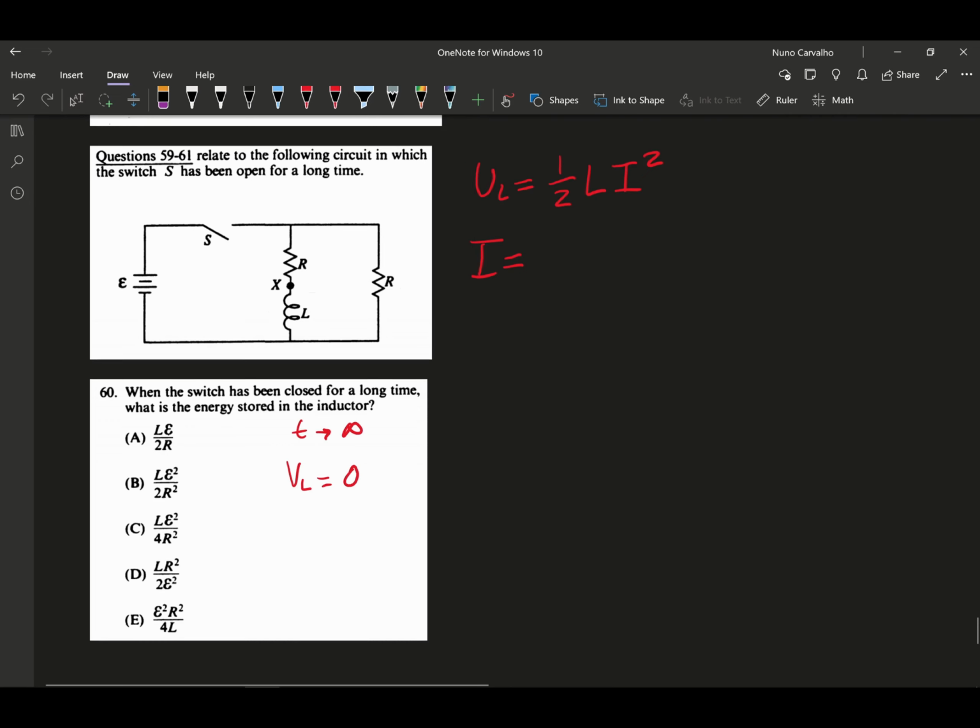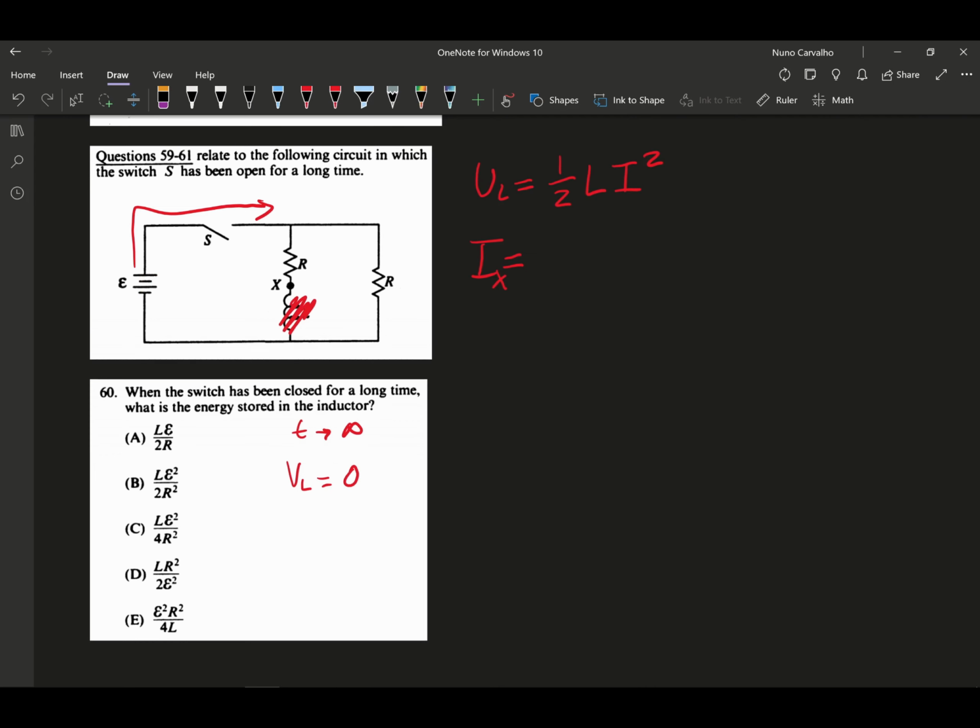Let's just pretend L is not even here. Well, we know the current through here will split up, right? Because of Kirchhoff's rules, it will split up, and it will split up equally, which is a big deal. Which is to say that the I going across X is going to be half of the I that's going across the battery. And we can figure out the one that's going across the battery by simplifying the circuit into an equivalent resistance.